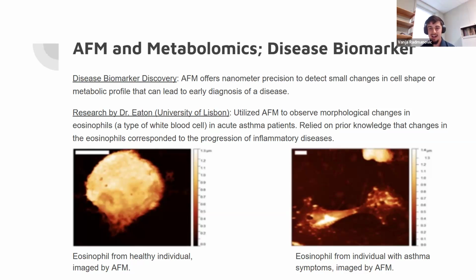And then to the right is an image of the same white blood cell, but from an individual who has the asthma symptoms. So here you can see the white blood cell isn't regularly shaped, it's deformed, doesn't look proper. And when they were conducting the study, they had prior knowledge that changes in these types of white blood cells correspond to the progression of inflammatory diseases. So they were able to use the precision of an AFM to see these changes way before they're usually observed through bigger changes in someone's body.